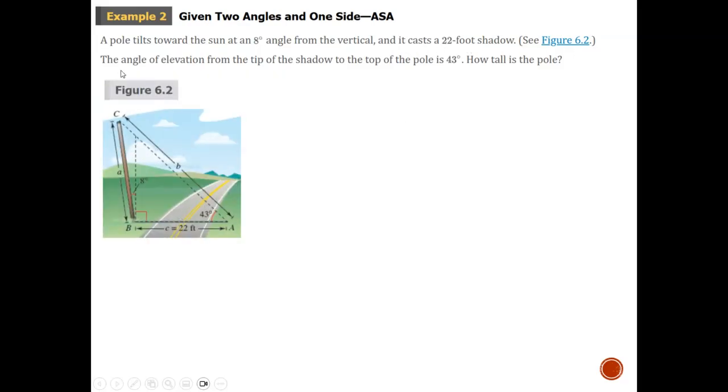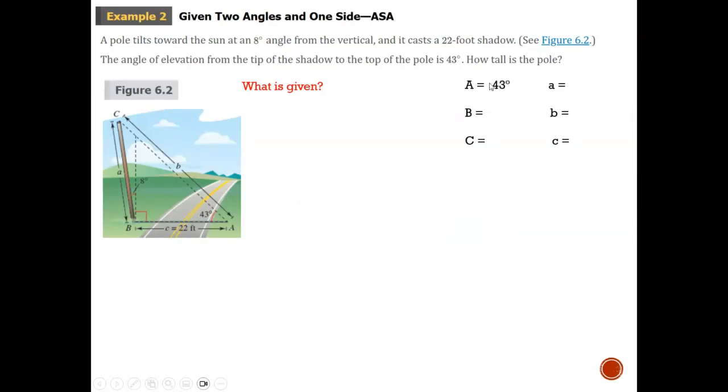So we actually have a figure here. The angle of elevation from the tip of the shadow to the top of the pole is 43 degrees. Angle of elevation right here from that tip of the shadow up to the pole, that makes that angle 43 degrees. How tall is the pole? So that's this value right here, okay? So we got to set this up. We don't need all the values, but I'm going to set it up as if we do need all the values just to kind of help us figure out what we have, right?